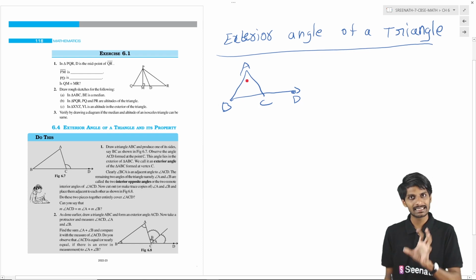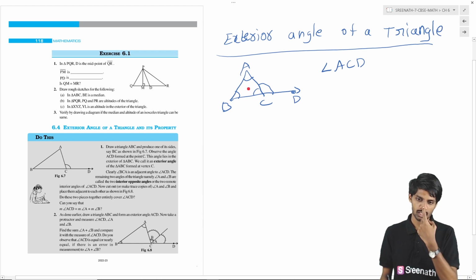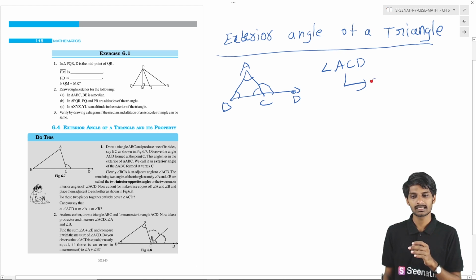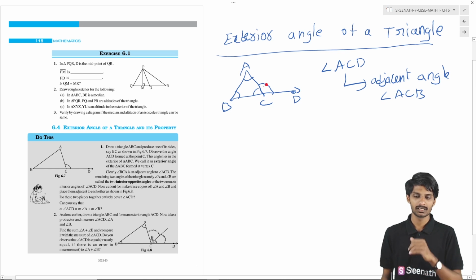So what happens, we know the interior angles of a triangle, that is angle A, angle B, angle C. And here there is an angle which is the exterior angle, we can name that angle as angle ACD. That angle is between the two line segments, AC and CD. So here this angle is adjacent to this angle, okay students, and this angle is opposite to this angle. Now for this angle, what are the adjacent angles? The adjacent angle is angle ACB, the angle between AC and CB.